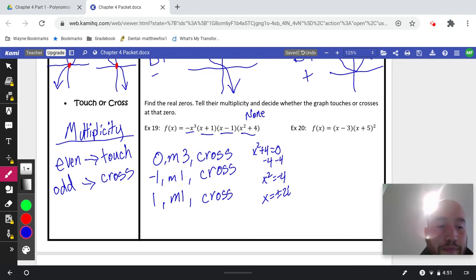Okay, so we're just about done with our notes for the day. This final one now, we got a real 0 of 3 with a multiplicity of 1. And at that point, it's odd, so we're going to cross. And then this final one right here, it's going to be negative 5, multiplicity of 2. And so anytime it has an even, then you know it'll just touch.